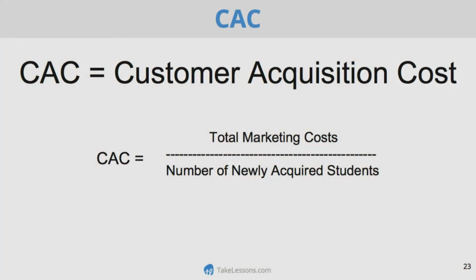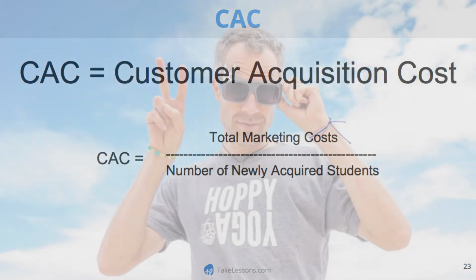By calculating CAC across several different marketing channels, you can see which channel is the most effective for your business. CAC is calculated like this. It's the number of newly acquired students divided by the total marketing costs. Let's walk through a couple examples.